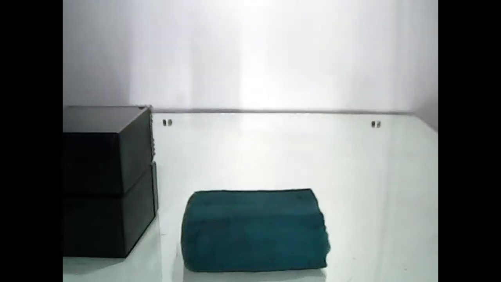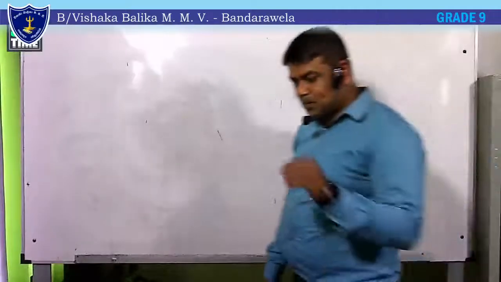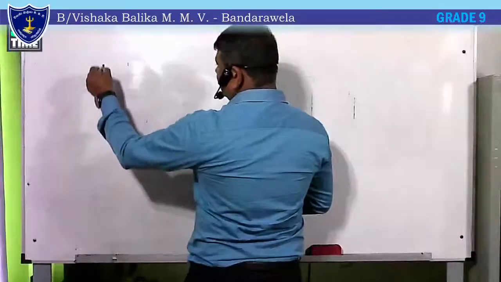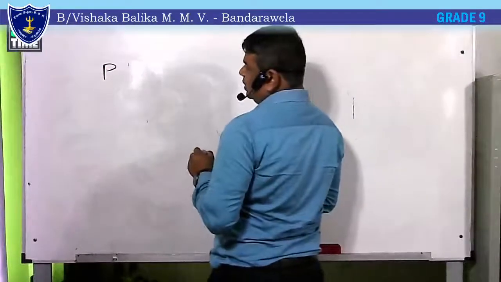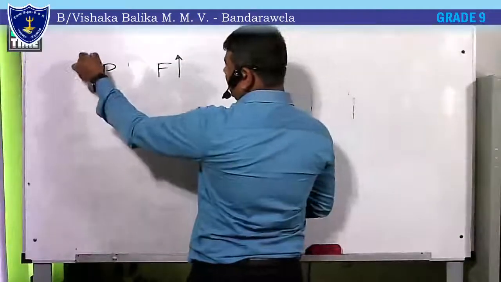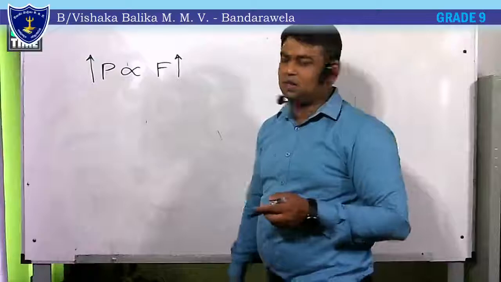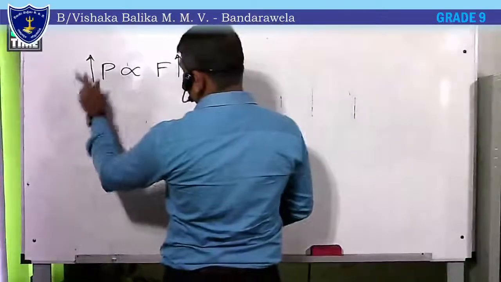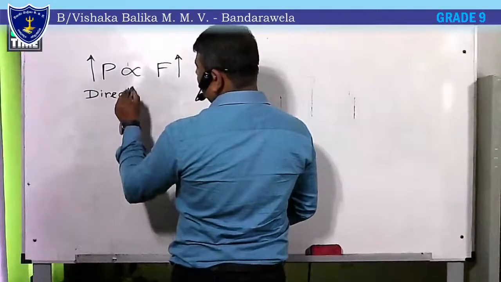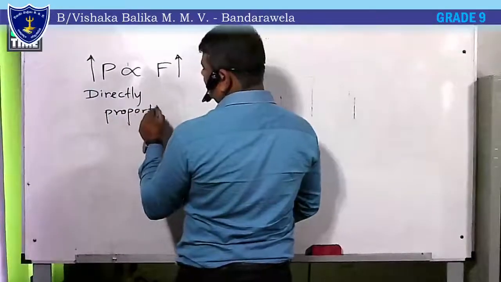Then let's describe what we learned here. The first factor that we learned: pressure. Let's take the letter P for pressure. Pressure increases with the force. If we increase the force, pressure also increases. Such an instance is called direct proportion. As we increase the force, pressure increases. So pressure and force are directly proportional.